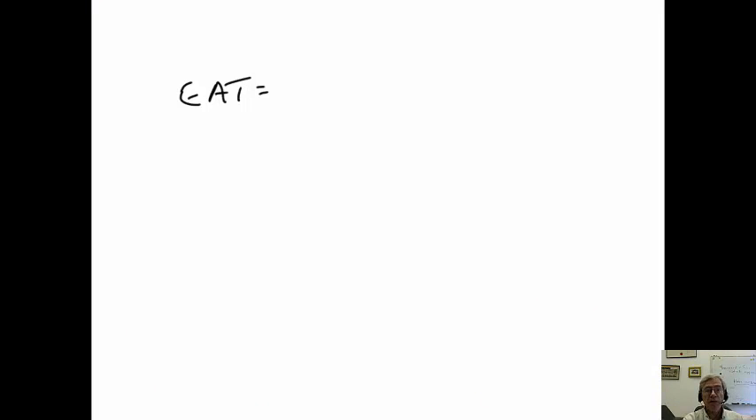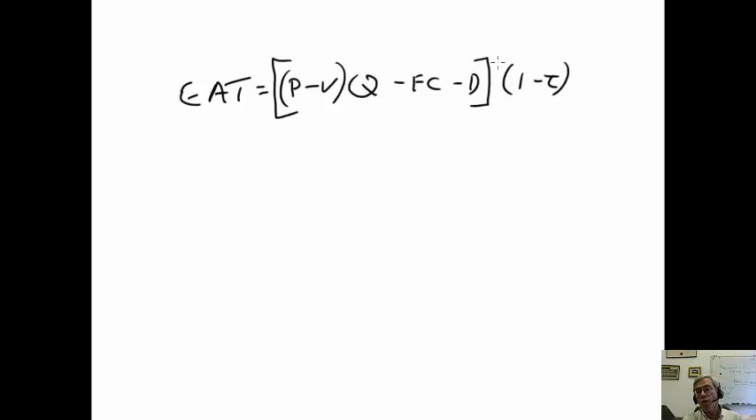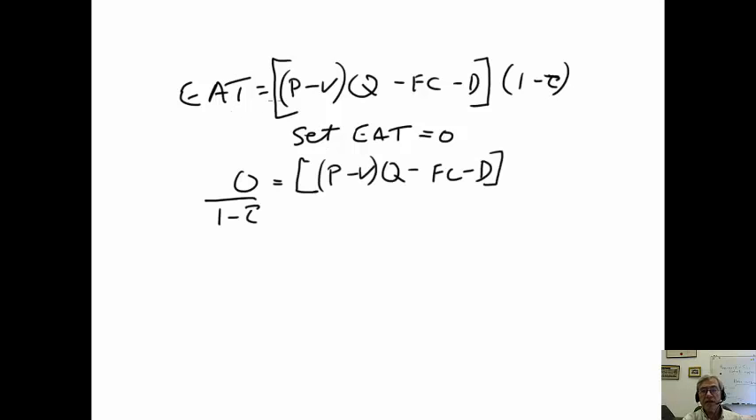Earnings after tax, and we're talking about annual earnings after tax, are equal to the price of a product minus the variable costs for which one produces that product, times the quantity of products produced, minus the fixed costs of producing, minus the depreciation expenses, times 1 minus the tax rate, to give us after-tax earnings. Now with break-even analysis, what we wish to do is set earnings after tax equal to 0. So we have 0 is equal to this relationship. And we bring the tax term over here underneath the 0. Now when you divide 0 by anything, you still have 0.